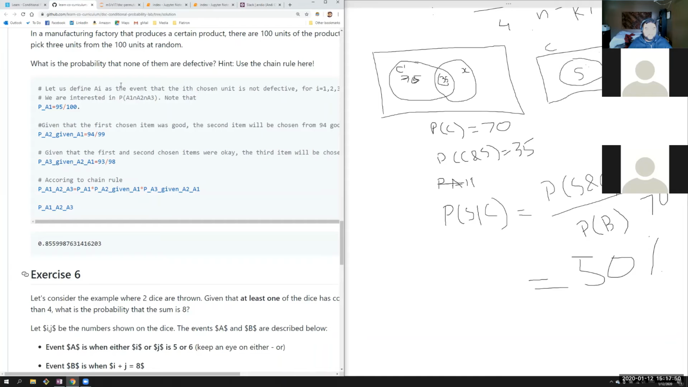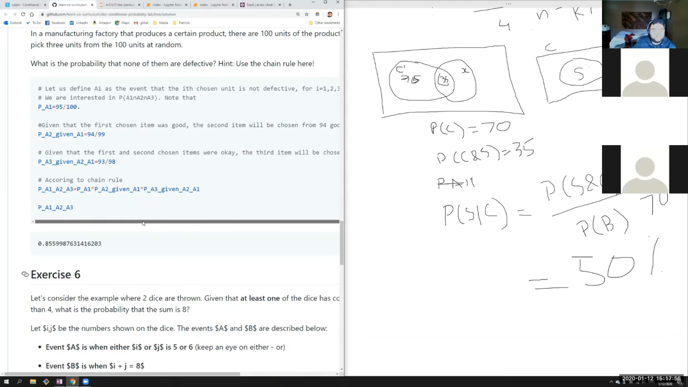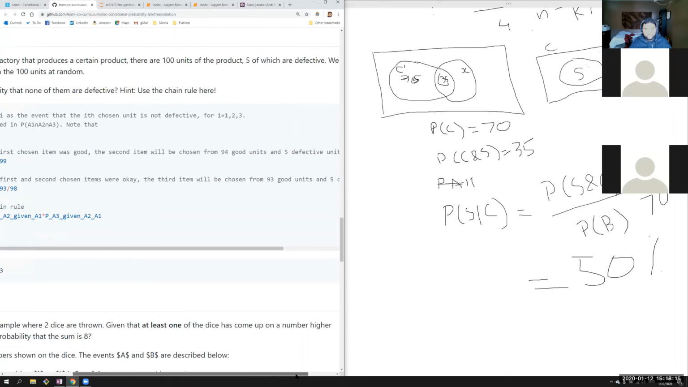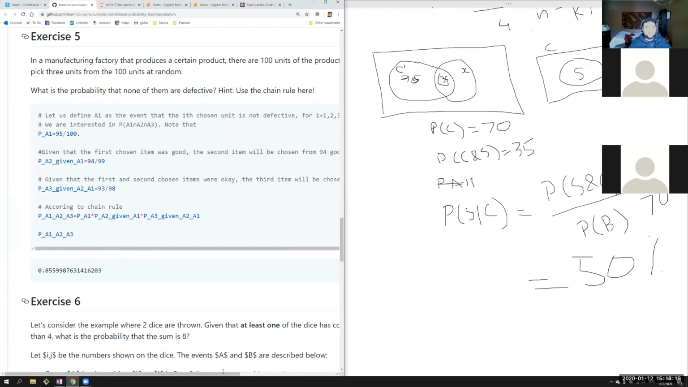Let's define Ai as the event that the ith chosen unit is not defective, for i equal to 1, 2, and 3. We're interested in the probability of A1 and A2 and A3. Note that the probability of A1 is 95 out of 100. So we have 100 units, 5 of which are defective, and we pick 3 units from the 100 at random.